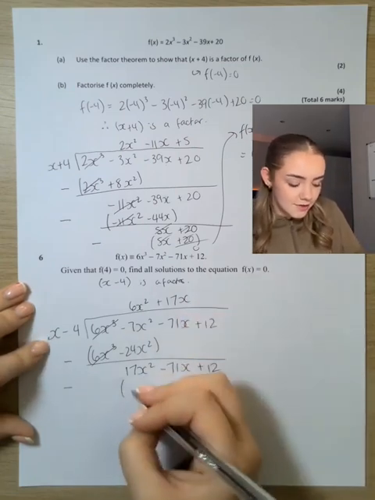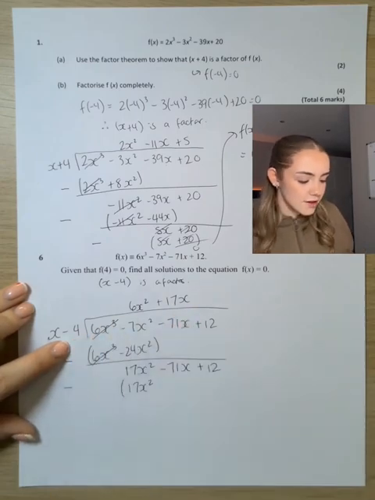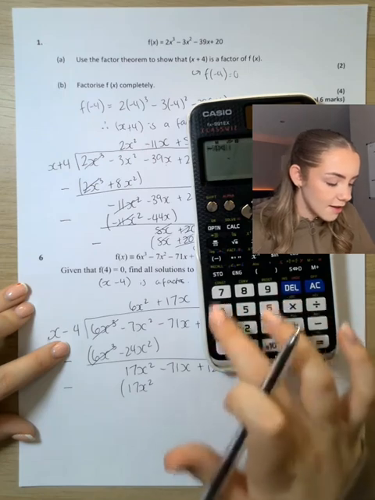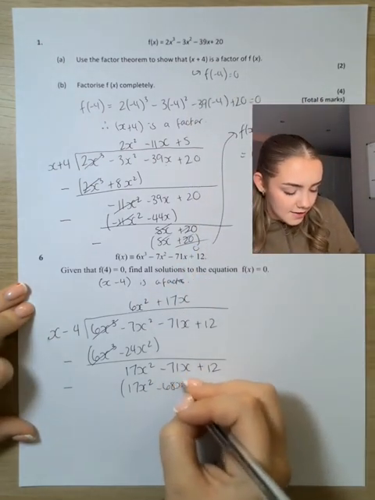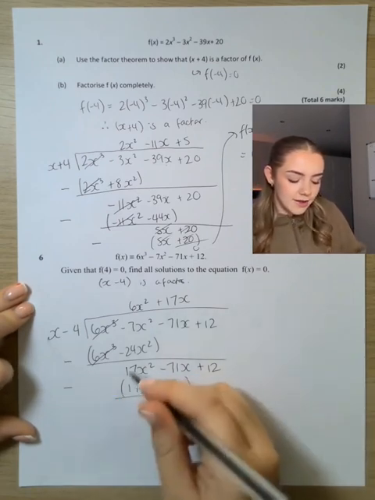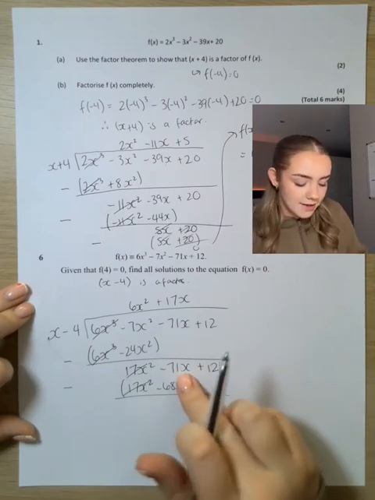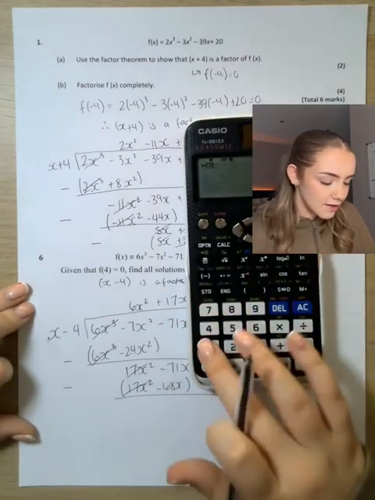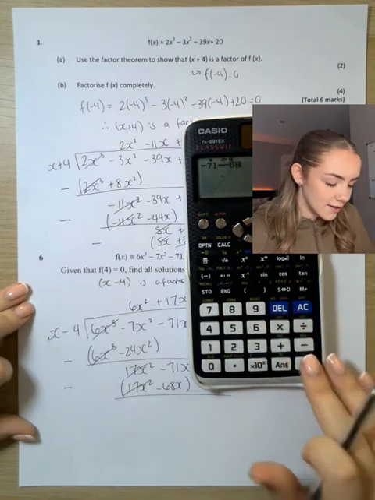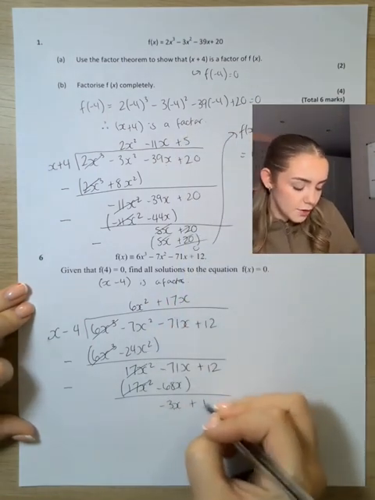So x times 17x is 17x squared. Minus 4 times 17, don't know that one off the top of my head. So that is minus 68. So minus 68x. When we take those away, 17x and minus 17x will cancel out. We've got minus 71x, take away minus 68x. So minus 71 take away minus 68 is minus 3x plus 12.